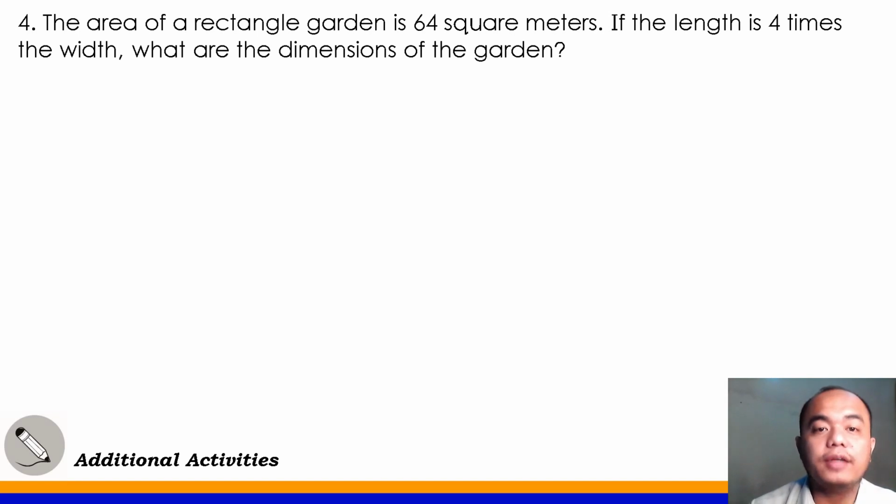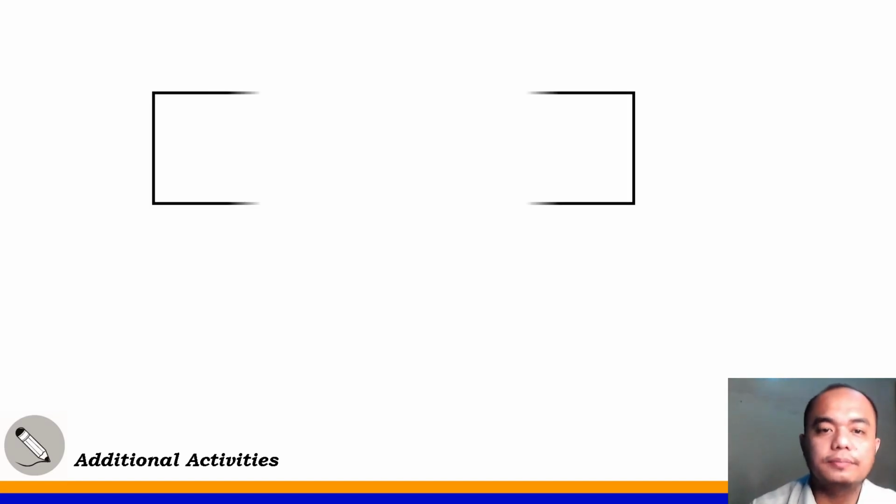The area of a rectangle garden is 64 square meter. If the length is 4 times the width, what are the dimensions of the garden? This time, class, area na naman yung tinatanong sa atin. Before natin isolve to, let me discuss first the concept about area. Para alam mo ano ba yung tinatawag na area. Let's have this one first.